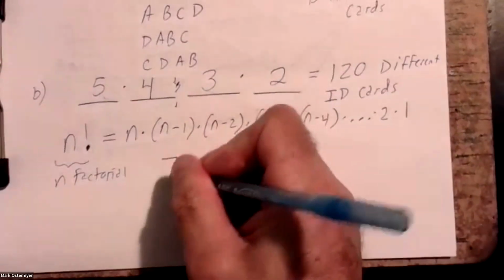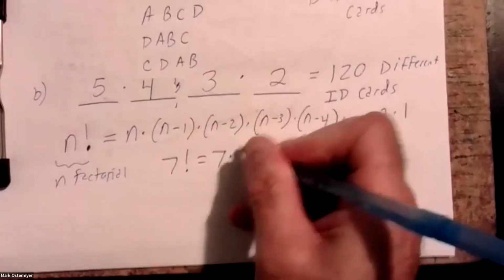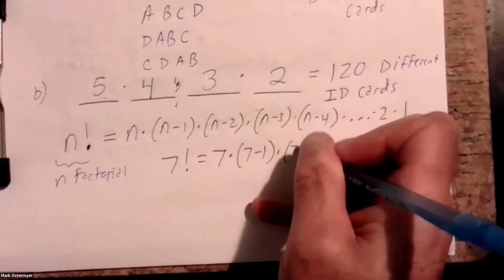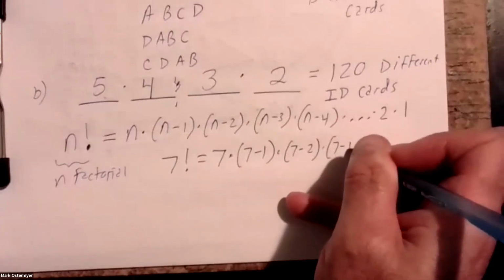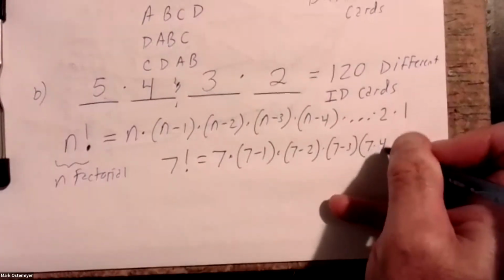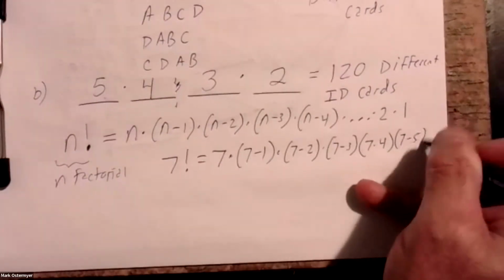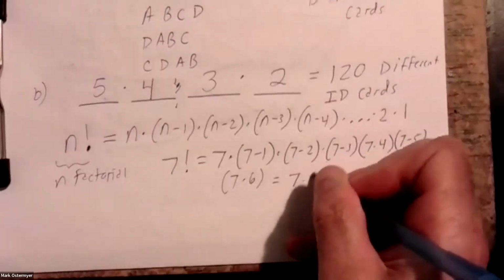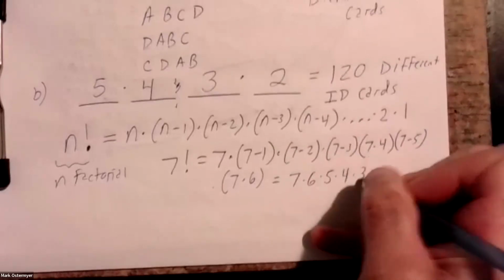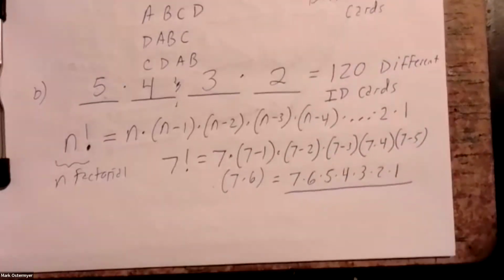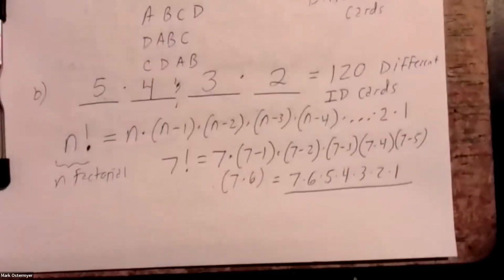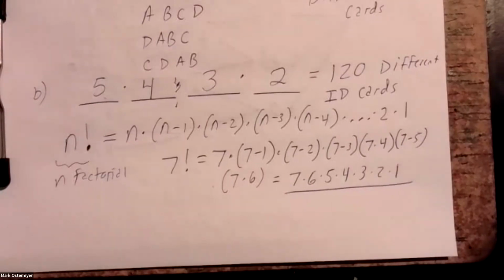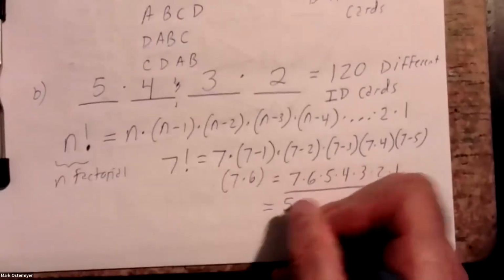Okay, so what's 7 factorial going to be? It's going to be 7 times 7 minus 1 times 7 minus 2 times 7 minus 3 times 7 minus 4 times 7 minus 5 times 7 minus 6, which is to say 7 times 6 times 5 times 4 times 3 times 2 times 1. That's what 7 factorial will be, and that's going to be a big number. What is 7 times 6 times 5 times 4 times 3 times 2 times 1? That's 5,040.